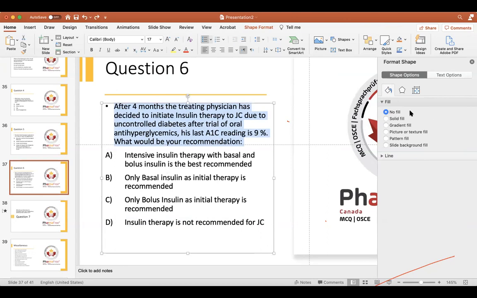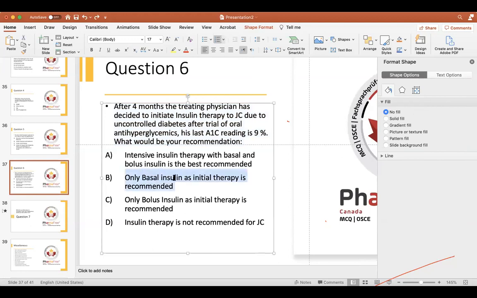We start with which one? We start with basal. In type 2, yes, we start with basal. Correct. So we'll start with basal. Only basal insulin as the initial therapy is recommended. That's it.